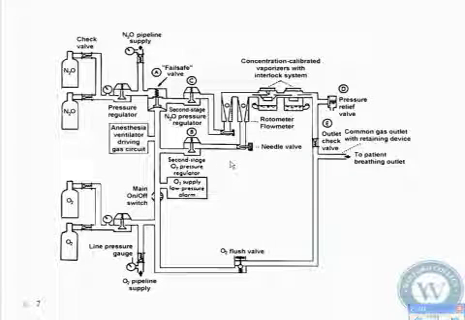All of them combine here in a common gas manifold. They're going to go through the vaporizers, and we'll talk about vaporizers next week. Then they travel to the patient. They enter into the inspiratory limb, and they're going to find their way to the patient at that point.